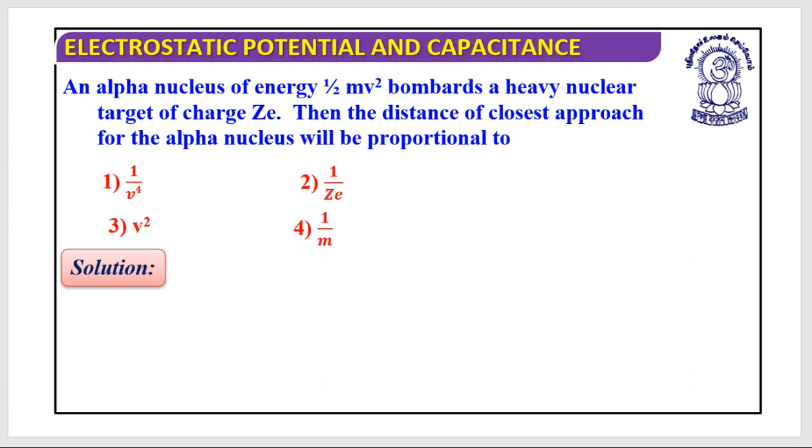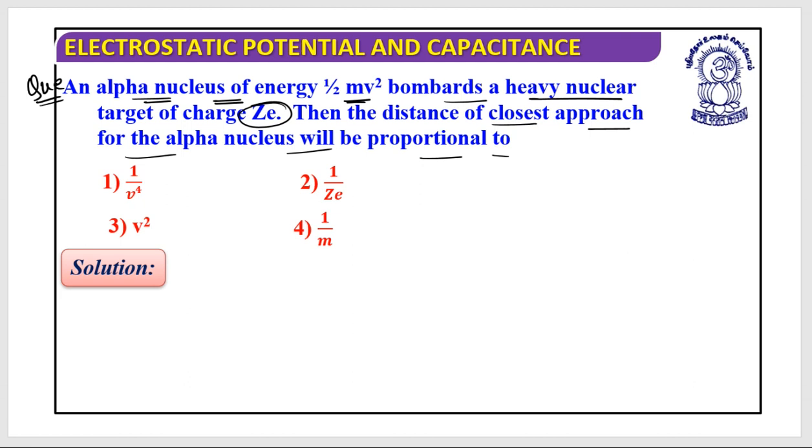Next question, look at this very carefully and do it quickly. The question says: an alpha nucleus of energy half mv square bombards a heavy nuclear target of charge Ze. Then the distance of closest approach for the alpha nucleus will be proportional to? Do you have any idea of this? What is closest approach and what do they mean?